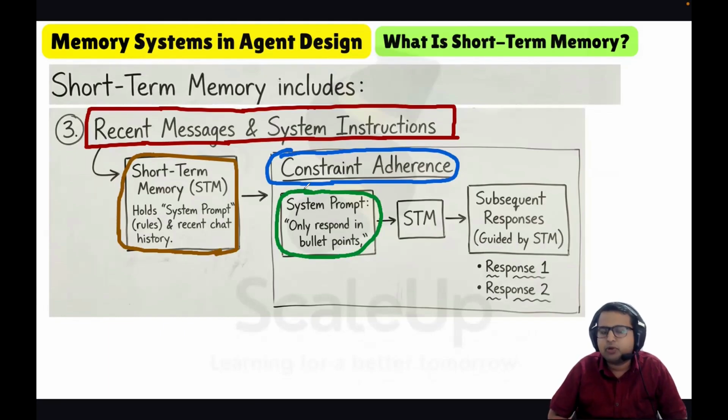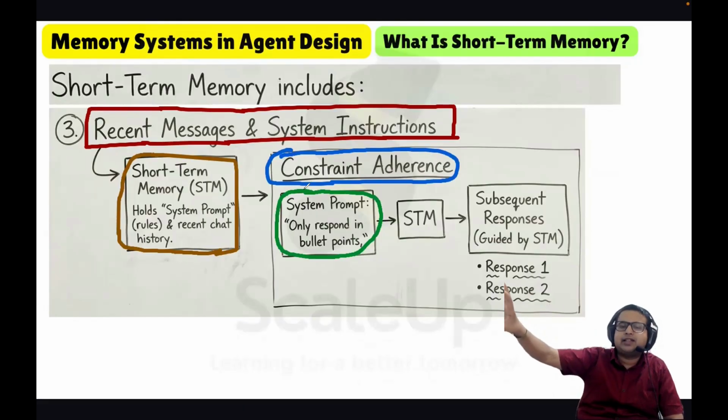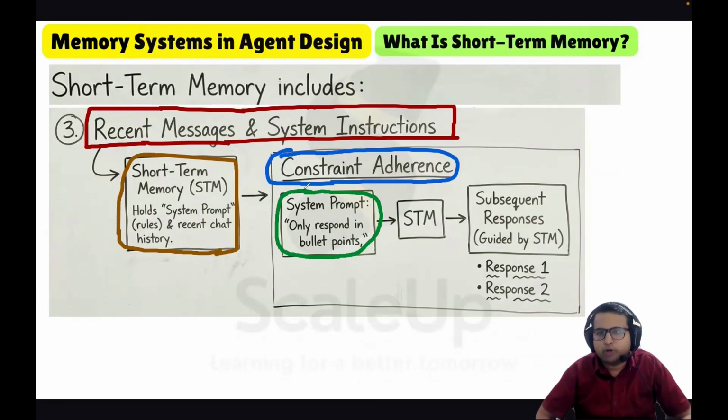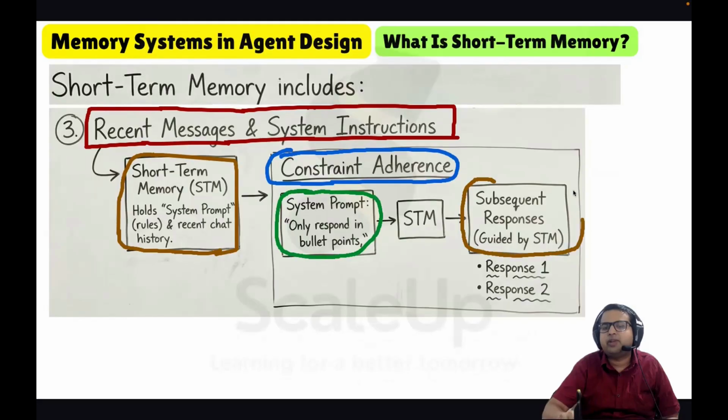So if we are giving a system prompt to a large language model, like only respond in bullet points, this system prompt we can store in the short-term memory. So a system prompt like only respond in bullet points sits in the short-term memory. And because of that, it will be part of the context window, and for every query we give to the large language model, this system prompt will always be there. And hence every response will adhere to this constraint, and the response will always be in bullet points. So all the subsequent responses will consider this system prompt, guided by the short-term memory.